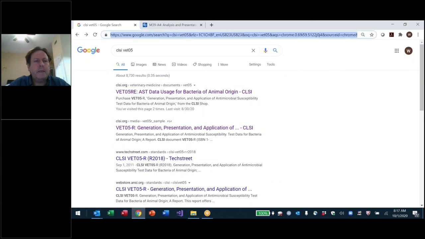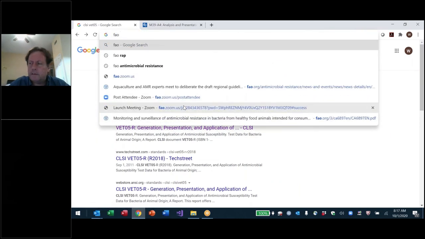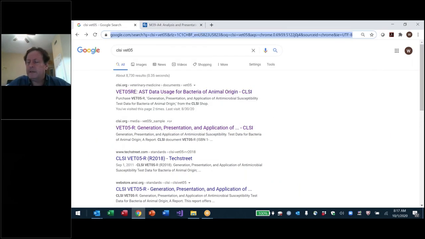There's also an FAO document. FAO document on, well, I don't want to get too detoured on this. The FAO also has recommendations, not for data analysis, but for surveillance in veterinary pathogens. And I've discussed some of that on a previous call. Okay, so that's the CLSI M39.